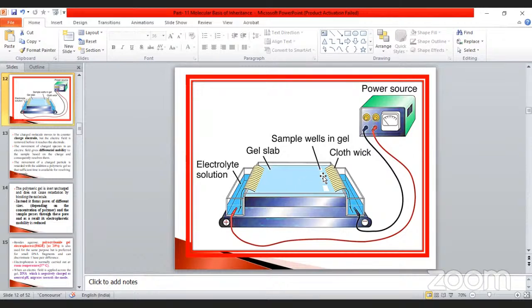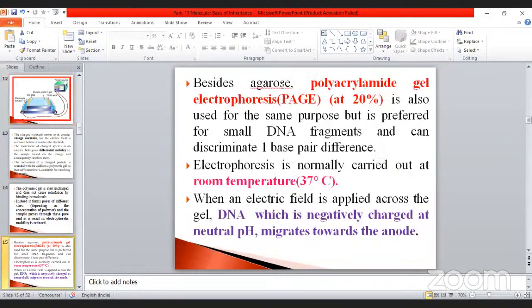They can migrate from the negative to the positive before reaching the electrode. That is called resolving. Resolving means they migrate towards the pole. Besides this, there is polyacrylamide gel electrophoresis. The equipment name is polyacrylamide gel electrophoresis, simply called PAGE.